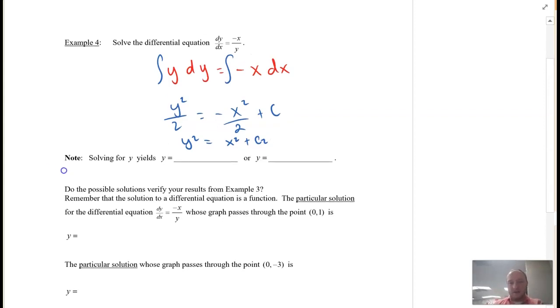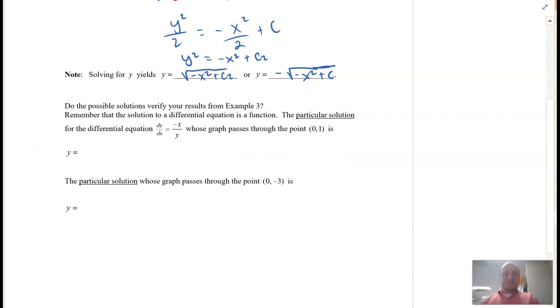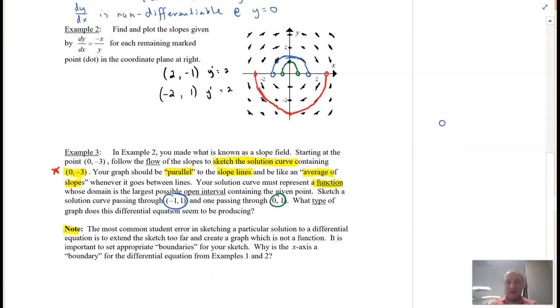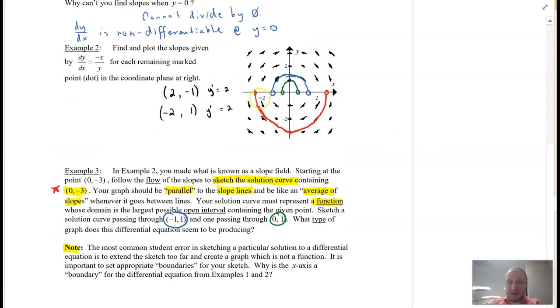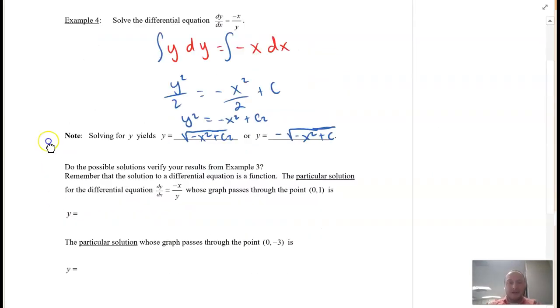Now we need to take the square root of both sides. So on this side, I have a positive, and there's a negative there, so negative x squared plus c, or it could be negative, right? Plus or minus. That's the moral of the story that we're trying to get at. So negative x squared plus c. So I have two different solutions. Do the possible solutions verify your results from example 3? If we go back and look at these different curves, does that look like those functions? And the answer is yes.